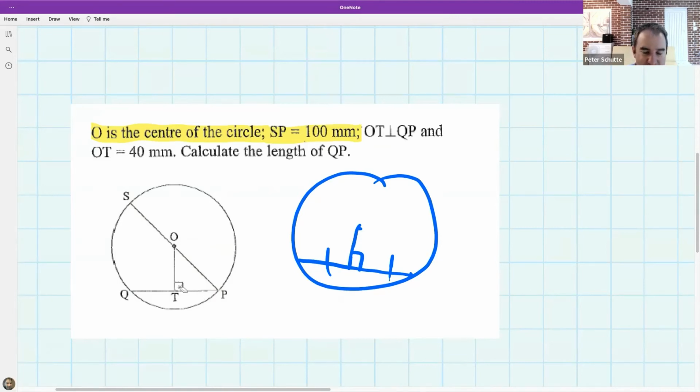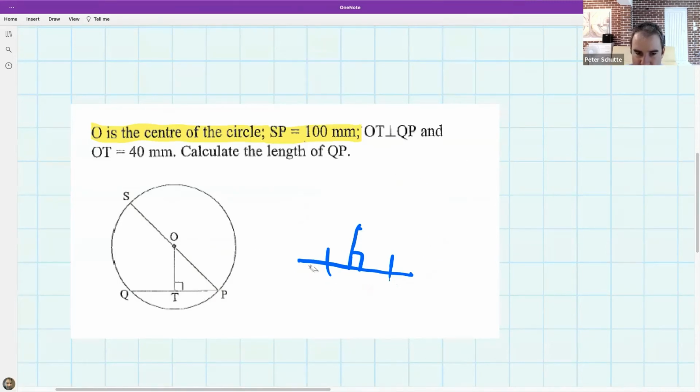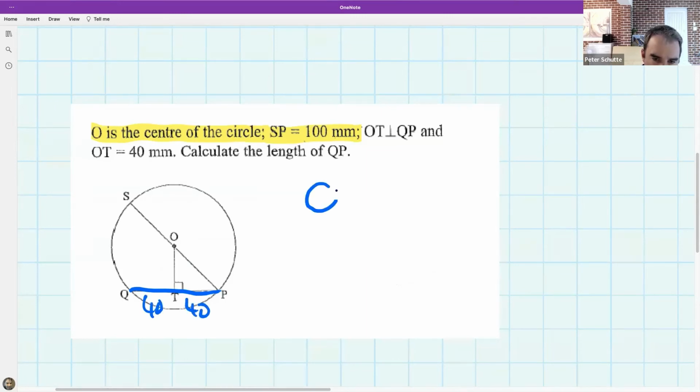So let's actually work out OP as well, because I think in the question I kind of confused people. So calculate the length of QP. QP is just this bit. But OP, could we work out OP? Let's see. Maybe I've missed something. So OT is 40. So what you know is because of that theorem, this is 40 as well, which means QP is just 80.